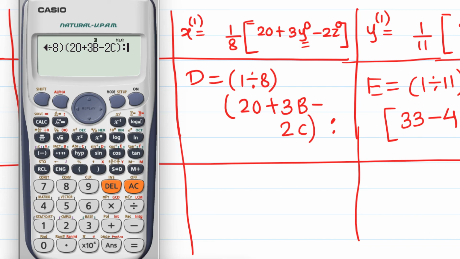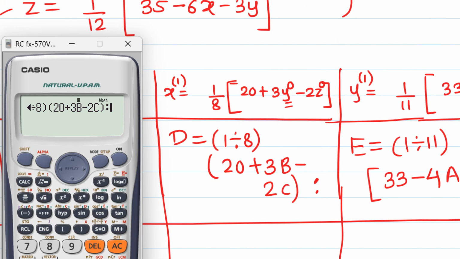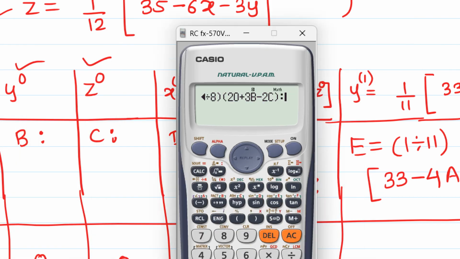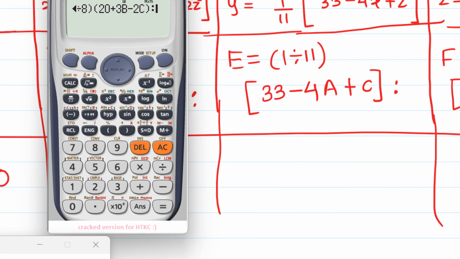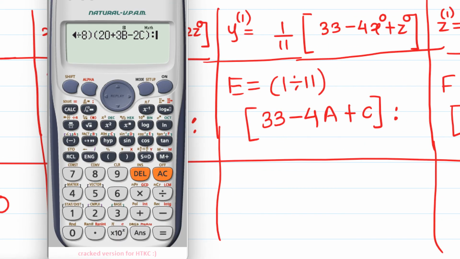After that we have a colon. Now, let me move this to this side so that it will be visible. E equal to 1 divided by 11. So how to take E? Press Alpha and cos, you will get E. How to take this equal to sign? It will be Alpha and CALC.